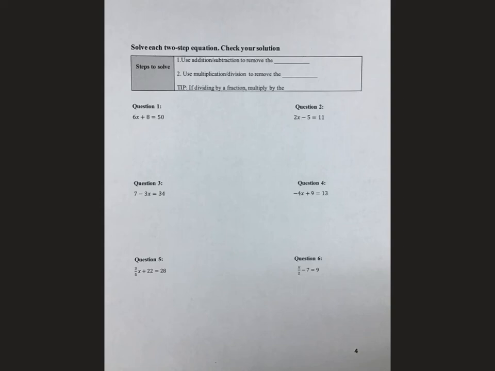So if you don't have a copy of this, press pause and print this page. If you don't have access to a printer, just take a blank sheet of paper and write down these notes on a blank sheet of paper. So we're going to start with, again, page 4.